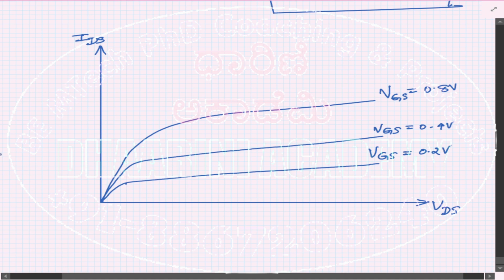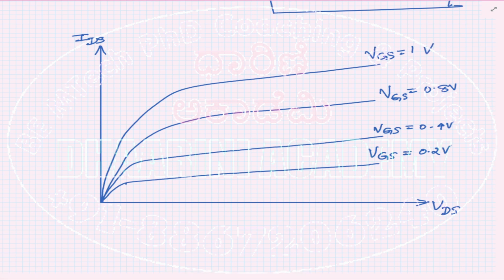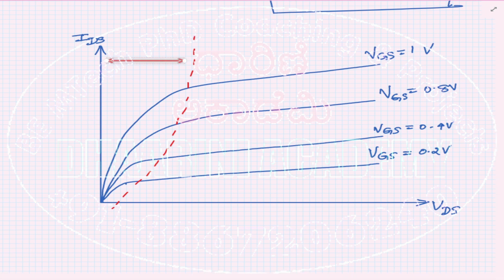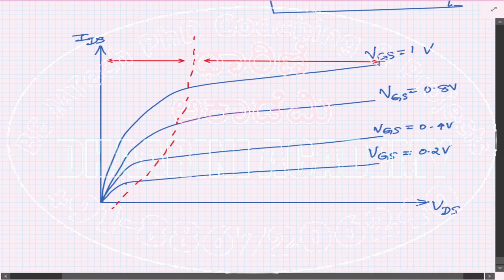Then let's further increase. VGS is much bigger and it becomes like this, so maybe VGS is equal to 1 volt. In this graph, I can separate the regions. I can see that this is how the regions are separated, correct? So this side is something and this side is different. What is this? This is ohmic, and this side is the saturation.